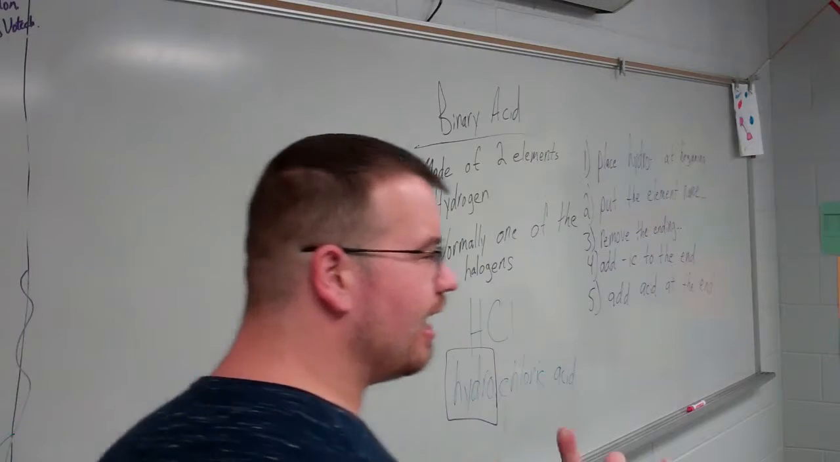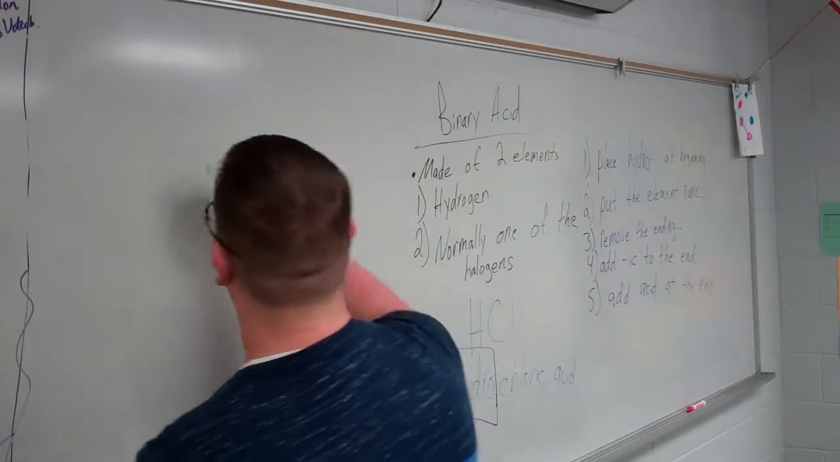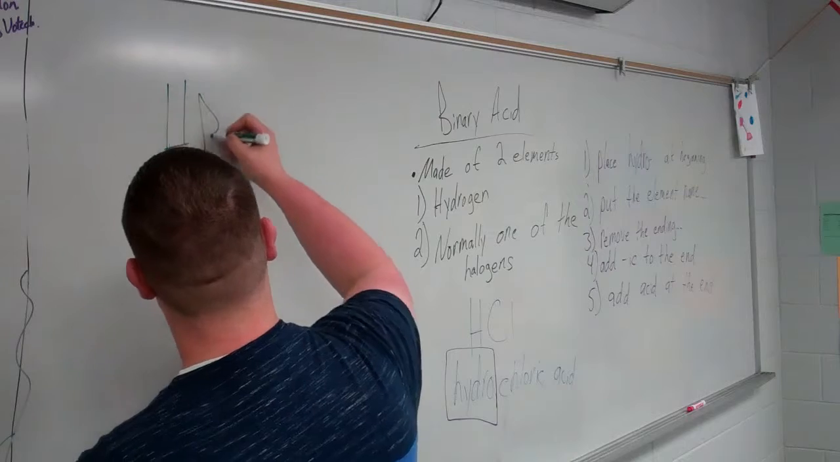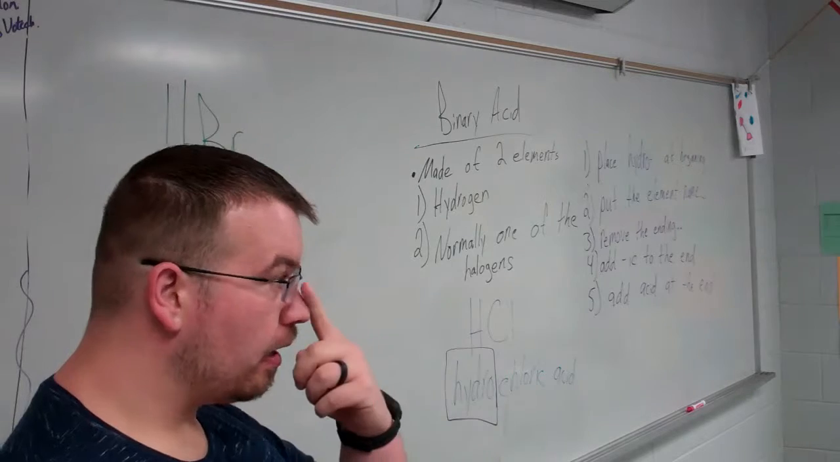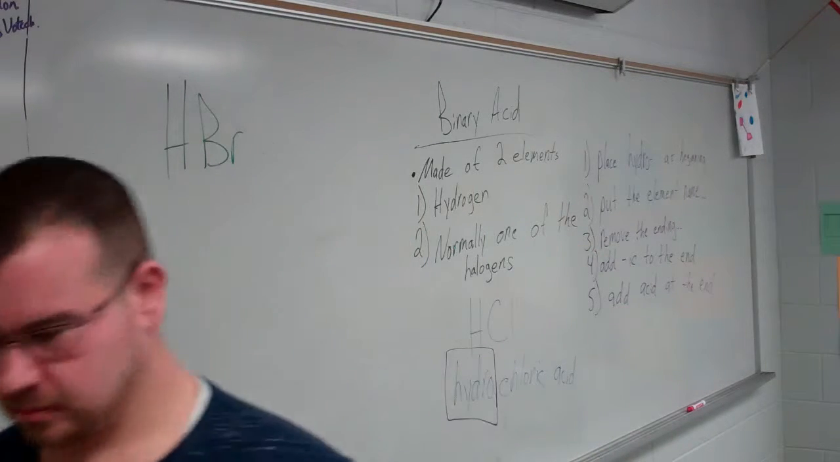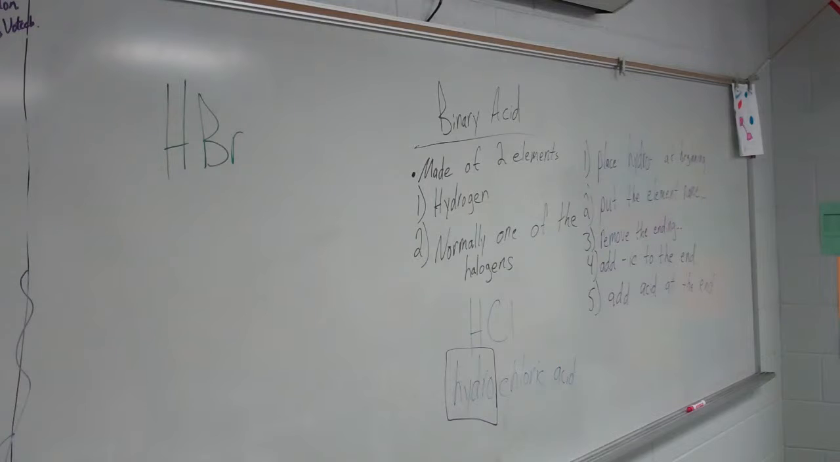I want y'all to try and name this. You want us to write it down or just say it? I want you to write it down. Is that also an acid? You tell me. Is it an acid or no? Yes. How do you know it's an acid? Because it has a hydrogen in the beginning and it's in the 17th column, and that is a halogen. Hydrobromic acid. That sounds right. Thank you.